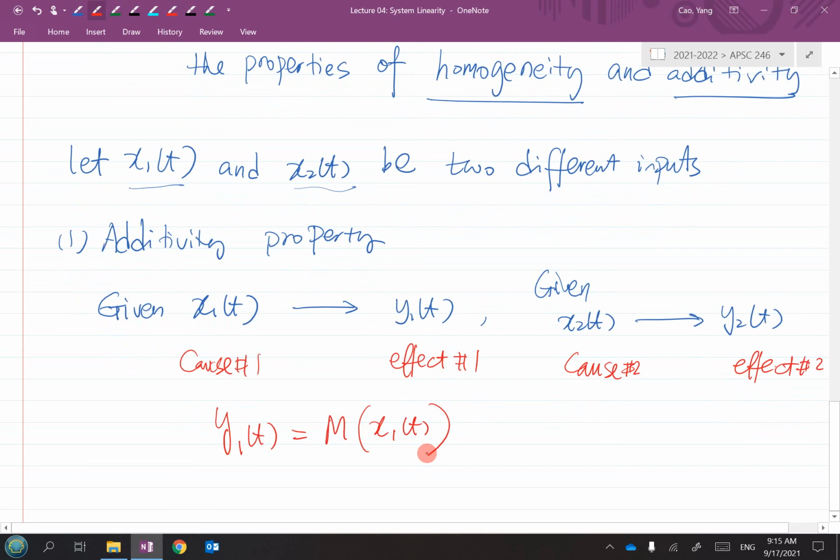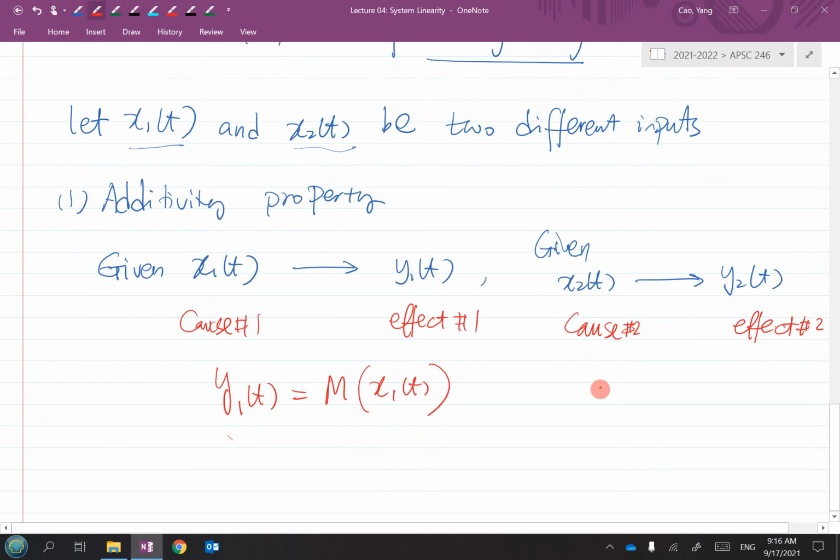That's why I have given you a heads up. It's a little bit abstract here, right? If I just write this down without any context, it could be anything. But now we're giving it a certain specific meaning: an input and output concept, a system concept. Similarly, for the second one, you can have y2 of t equal to M of x2 of t. And this is essentially what's really happening to the system.